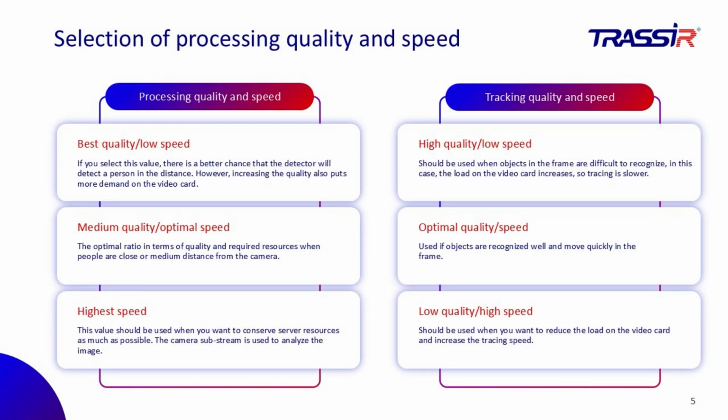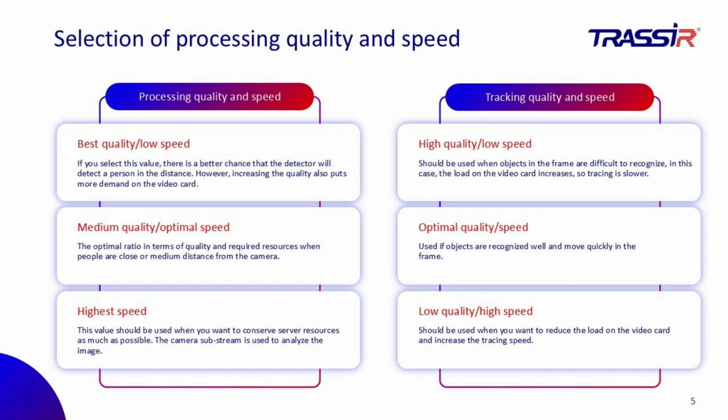The operation of this detector depends on the scene and its settings. There is a processing quality and speed setting if we use the Neuro Detector module. But if we need tracking of an object in the frame in the task, then we will use the Neuro Counter module and we will add the tracking quality and speed setting. Next, we will look at each of these settings in more detail. The processing quality and speed setting has 3 options for operation.